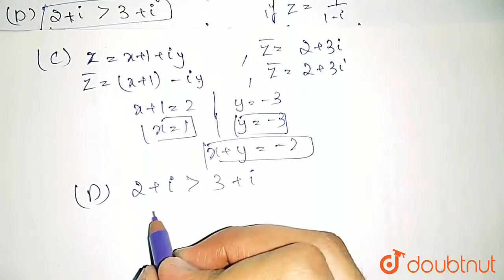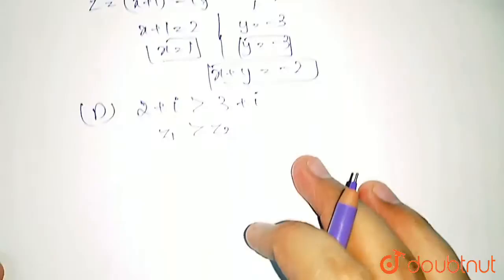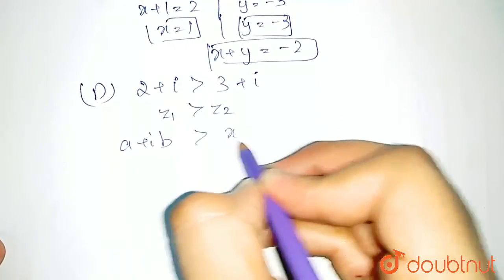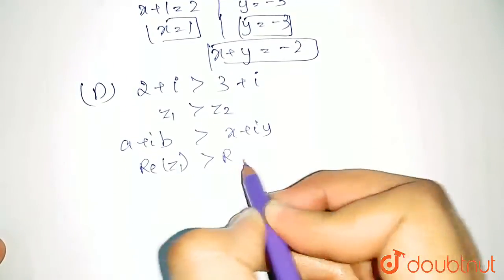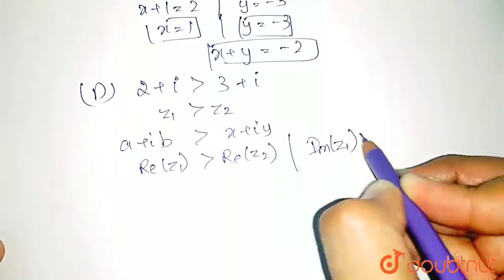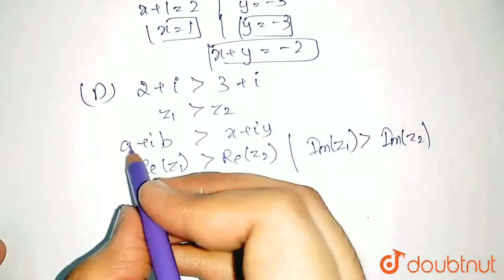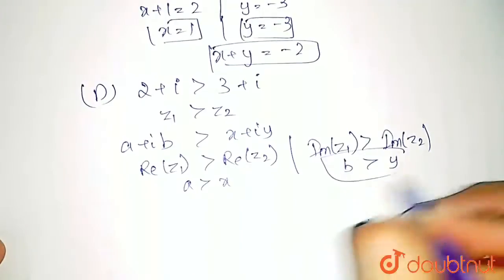Here, for complex numbers where z1 is greater than z2, if we assume z1 is equal to a plus iota b and z2 is equal to x plus iota y, then the real part of z1 should be greater than the real part of z2. Similarly, the imaginary part of z1 should be greater than the imaginary part of z2. These two conditions must be true. So a should be greater than x and b should be greater than y.